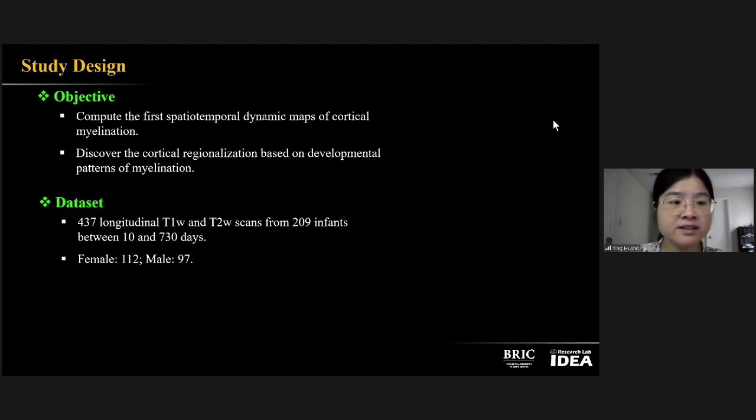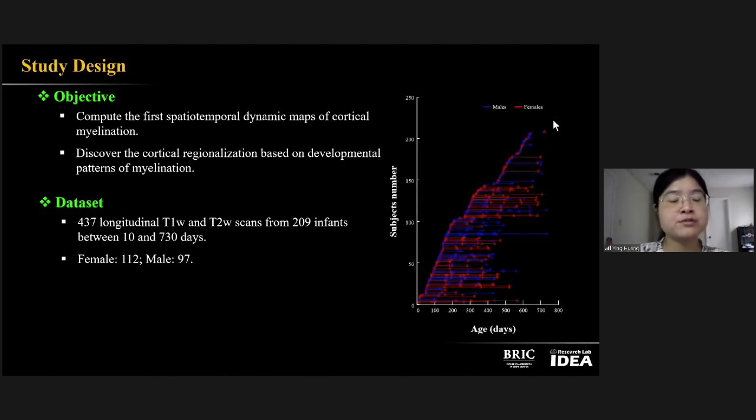The dataset contained 112 females and 97 males. From the picture, we can clearly see the distribution of longitudinal scans. Each point represents a scan at its scan age. Each line represents one subject, with males in blue and females in red.